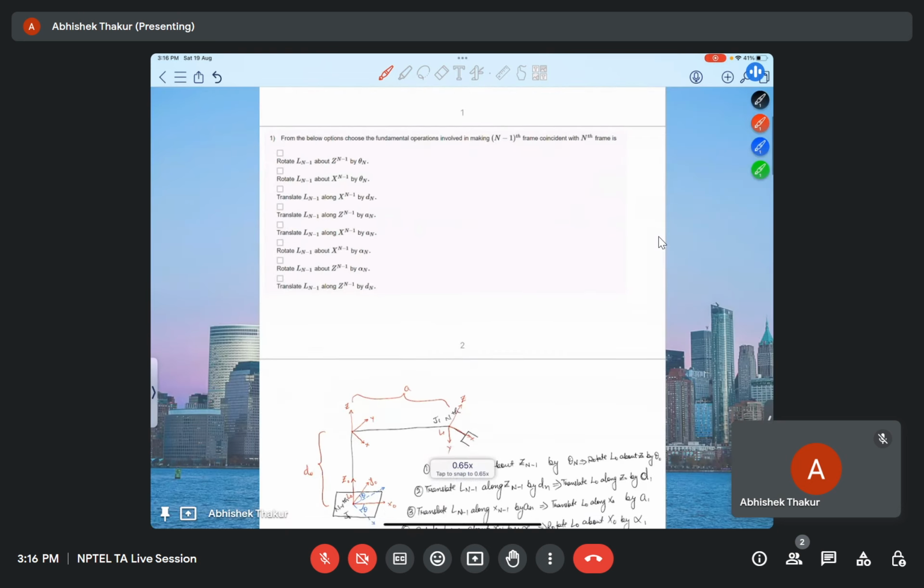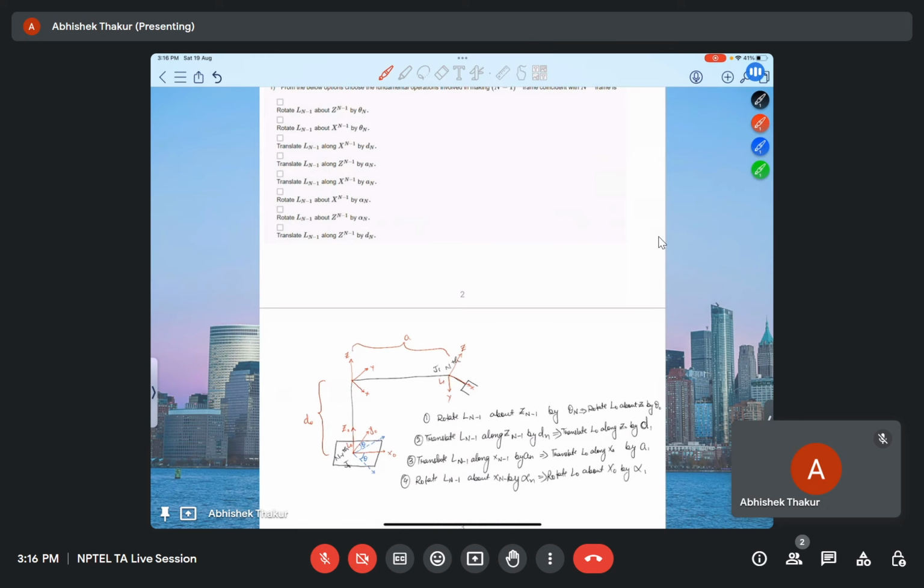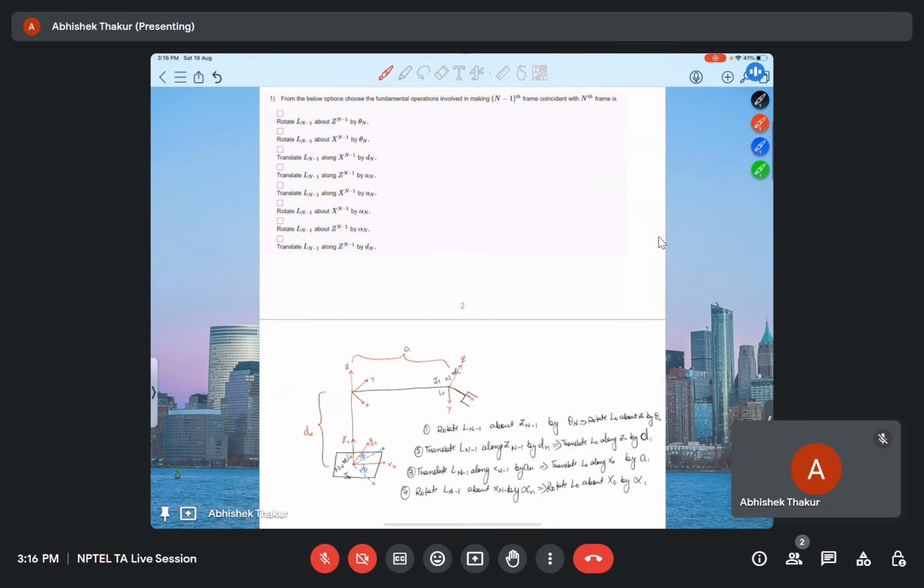If you see here, rotate L n minus 1 about z n minus 1 by theta n. So option one is correct. Now the next is translate L n minus 1 along z n minus 1 by dn. So dn is the last one.